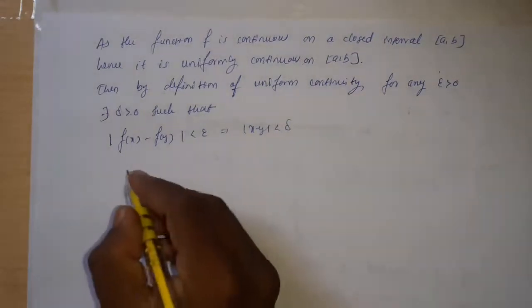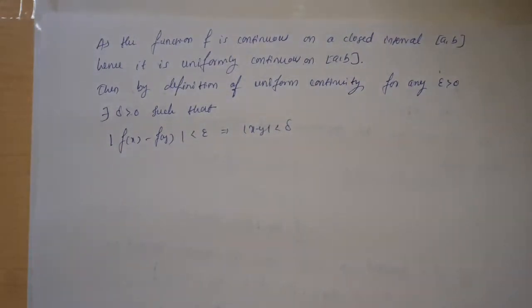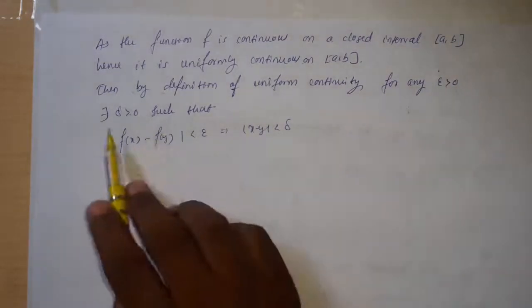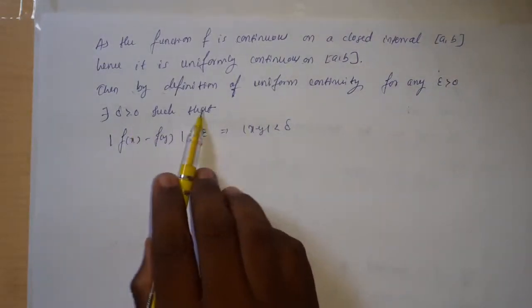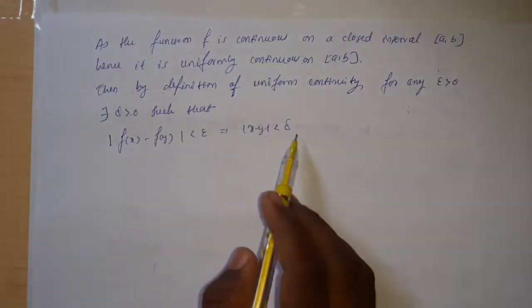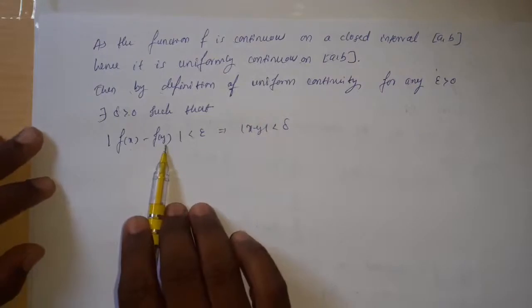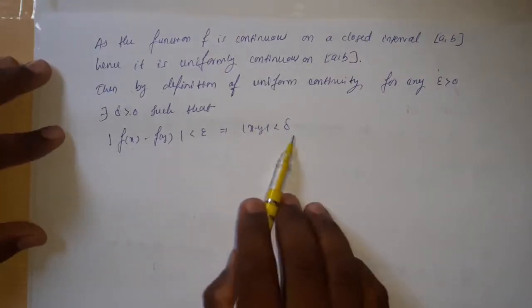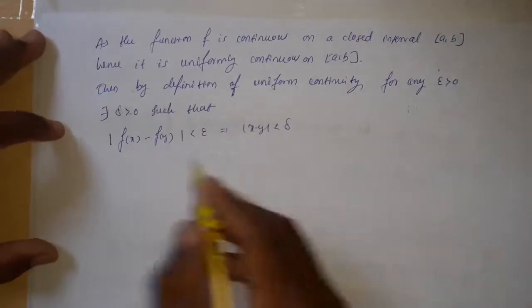Now, so it is the definition of uniform continuity. For any epsilon greater than 0, there exists delta greater than 0 such that if |f(x) - f(y)| is less than epsilon, then |x - y| is less than delta.